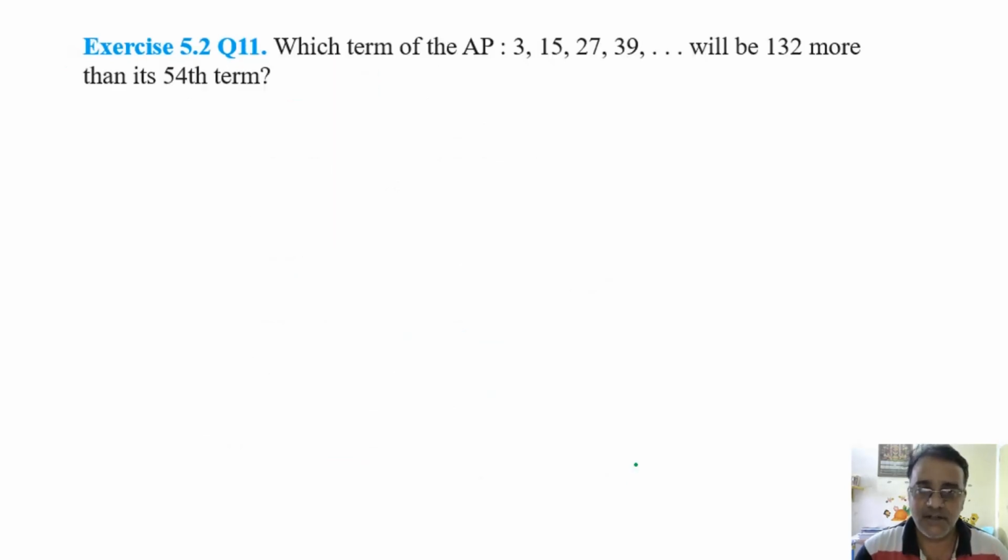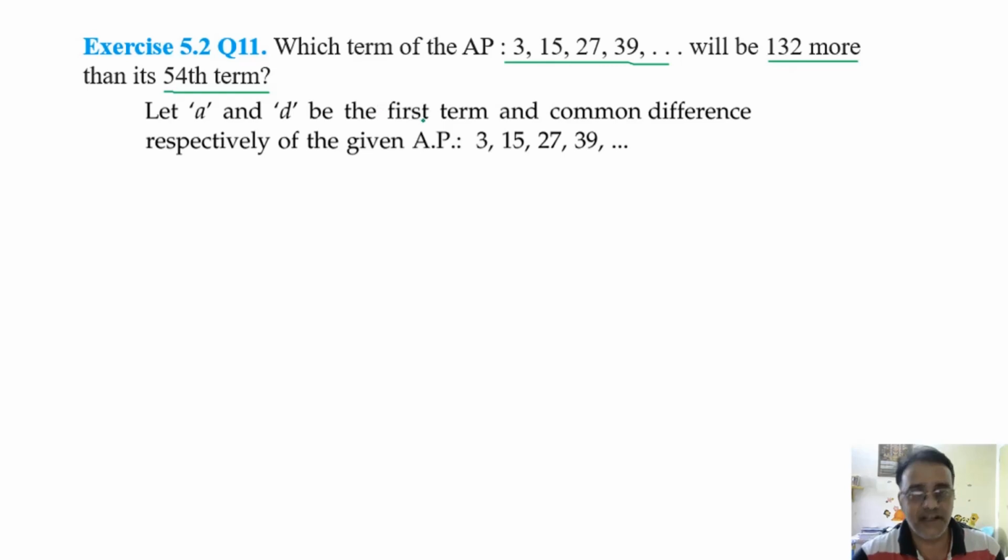Now, this is also based on which term you have to find, that is, to find the term of the given AP based on some conditions. The term is 132 more than its 54th term. So what is the AP given? 3, 15, 27, 39. What is A here? 3. And what is D here? 15 minus 3. First we will write A1, A2, though there is no need to write this; you can write it, it is good.